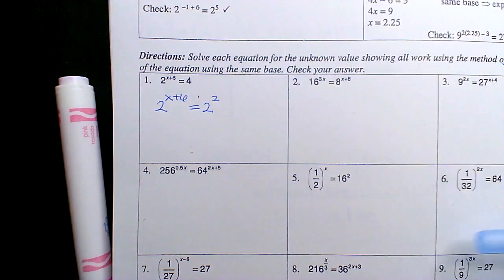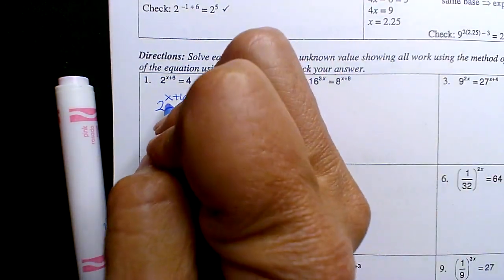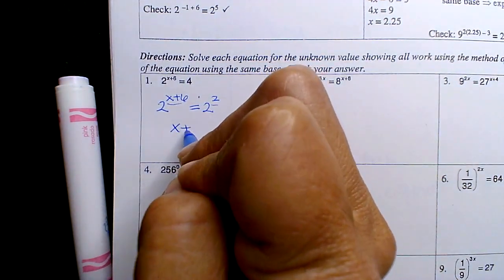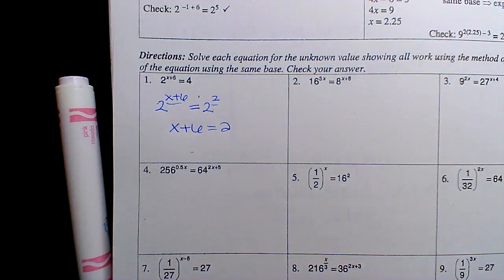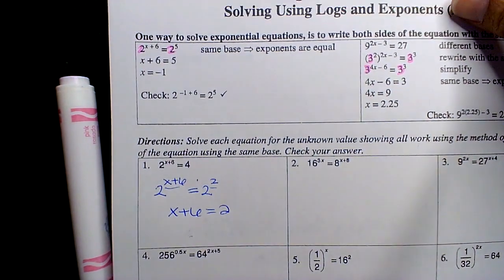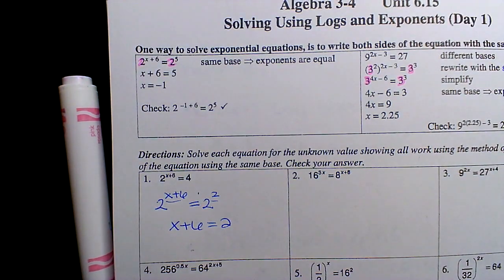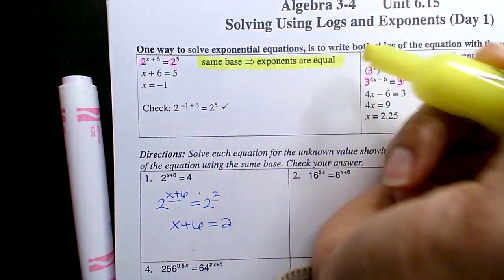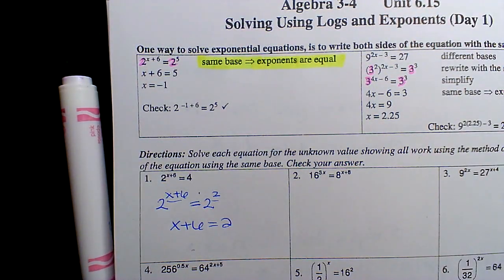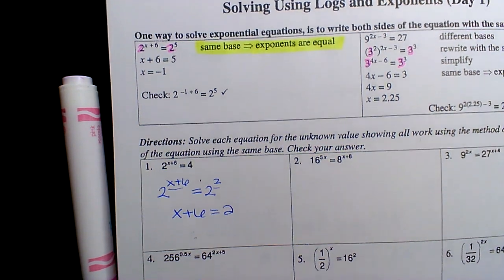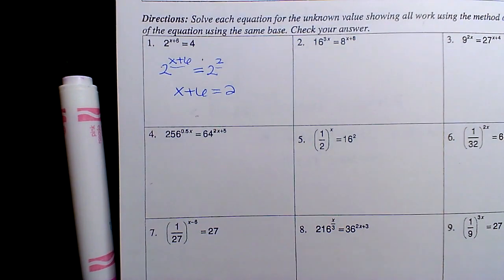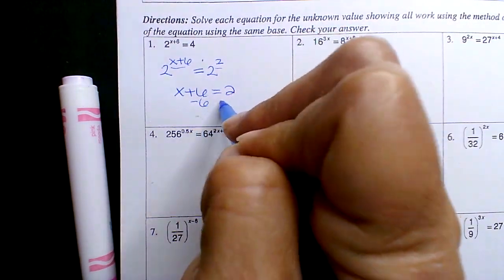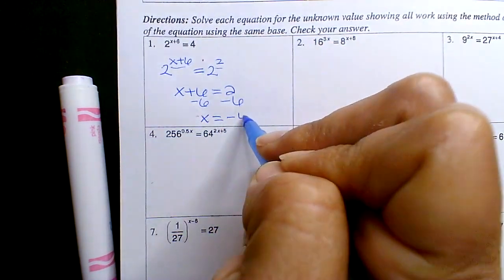When your bases are the same, now you can make an equation of your exponents. So that's where it says here, if you have the same base, then the exponents are equal. If you don't show that the bases are the same, you cannot make that mathematical leap, at least for the test, okay? All right, and so it's a one-step equation, and so x = -4.